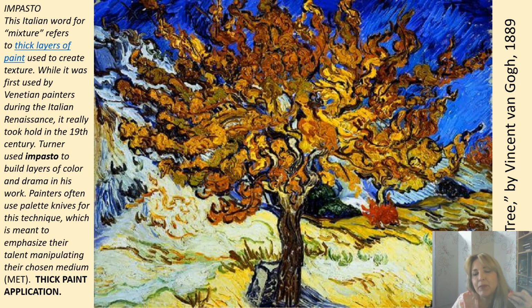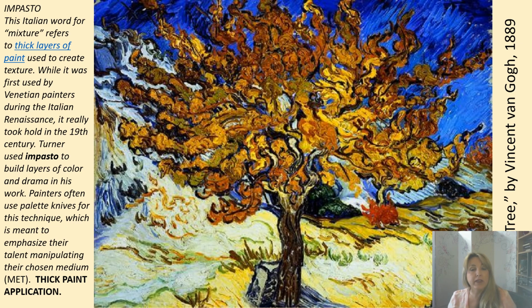Impasto, thick application of paint. This thick application of paint, the word actually refers to a mixture, and it looks like icing sometimes. It's so thick, and sometimes you really want to touch it, don't, but you want to. But it was first used by the Venetians during the Italian Renaissance, but it really took hold in the 19th century. Turner used impasto, and here we have Vincent van Gogh doing impasto.